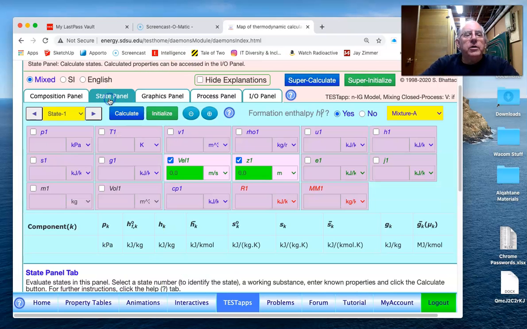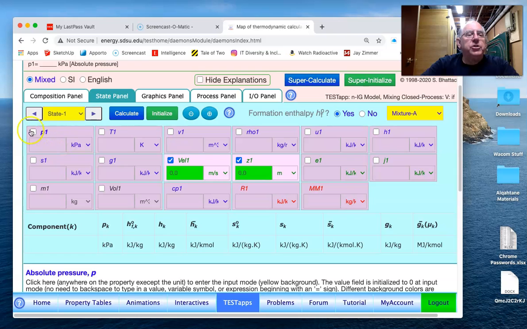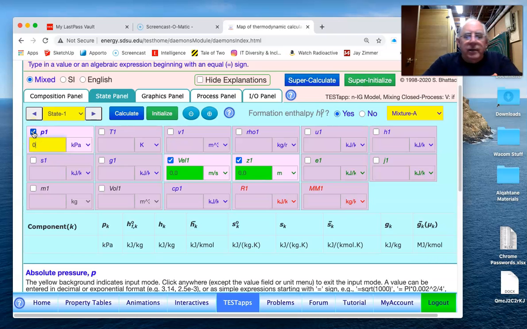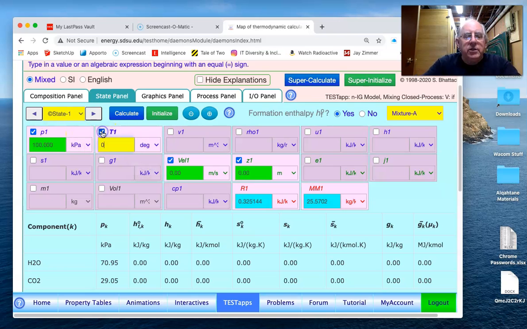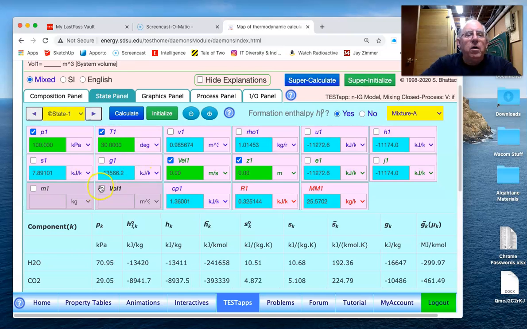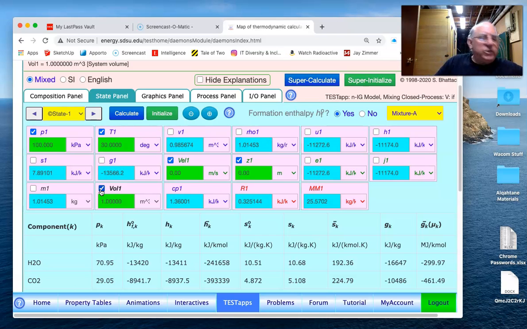And so when we go to the state panel for mixture A, we know that the pressure is 100 kPa, and the temperature as given is 30 Celsius. And we know that our volume is 1 cubic meter. And so with this in mind, we see that the total mass of the material in this particular tank is 1.01453 kilograms. Okay?